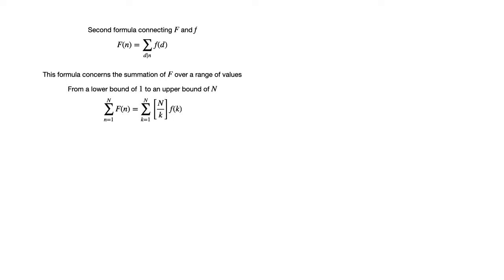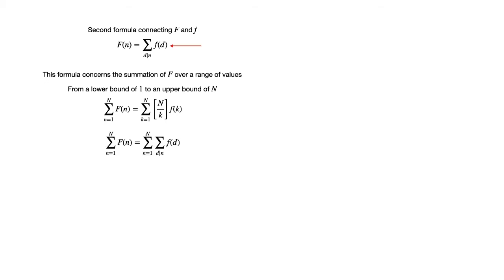Here we prove a second formula connecting capital F and little f whenever capital F of n equals the sum of little f of d over the divisors of n. This formula concerns the summation of capital F over a range of values from a lower bound of 1 to an upper bound of capital N. In particular, the formula is the sum as n goes from 1 to capital N of capital F of n equals the sum as k goes from 1 to capital N of the box value of capital N upon k multiplied by little f of k.